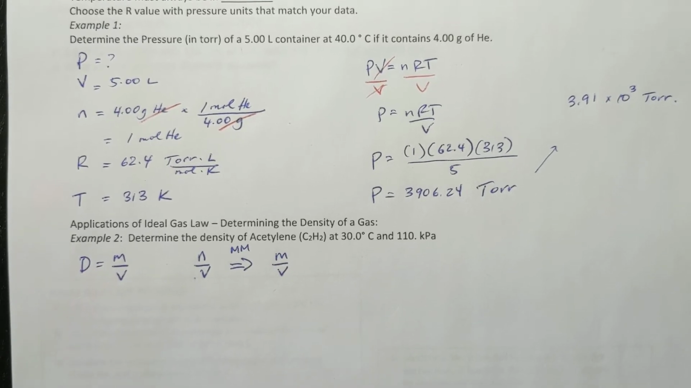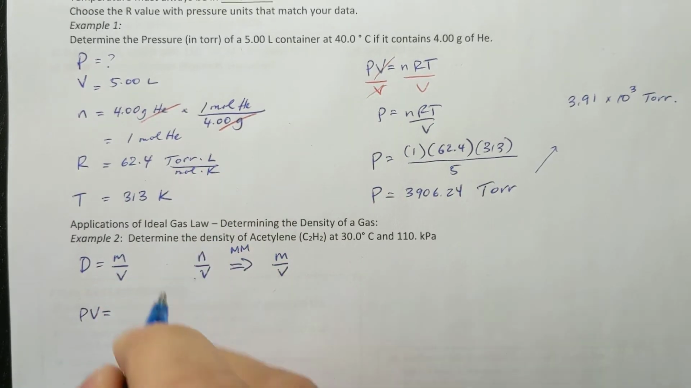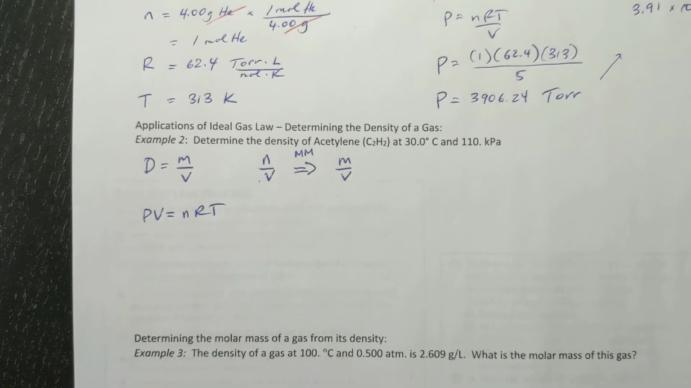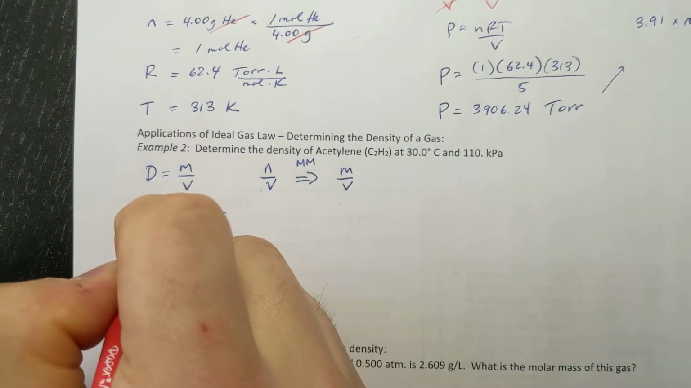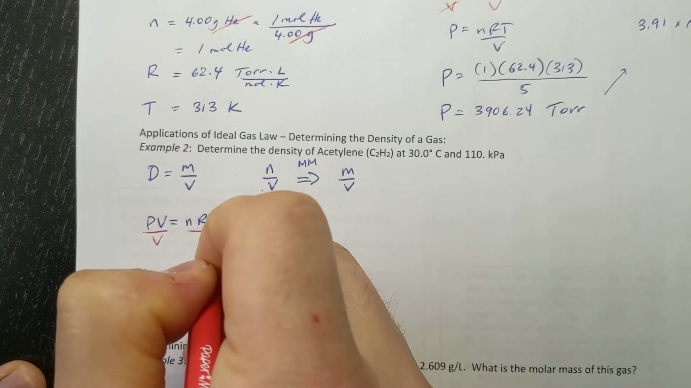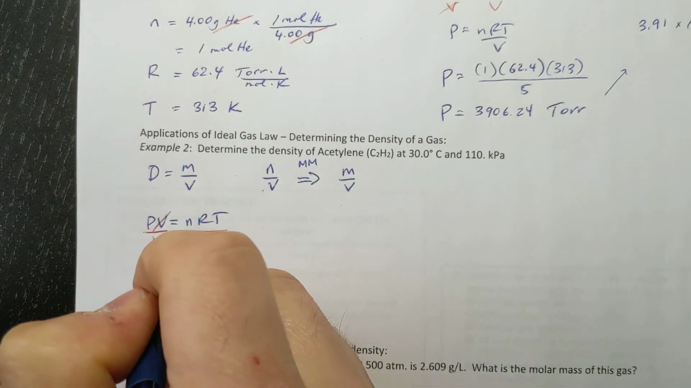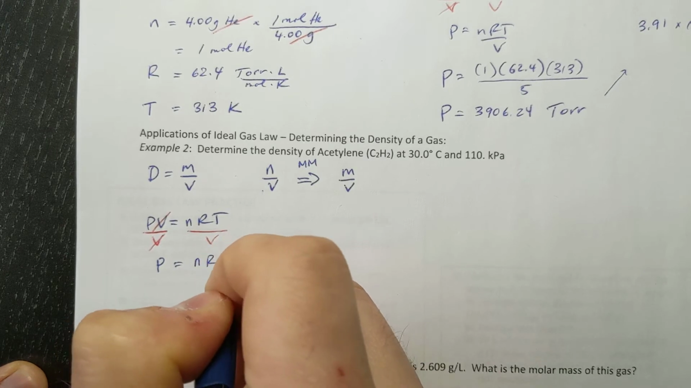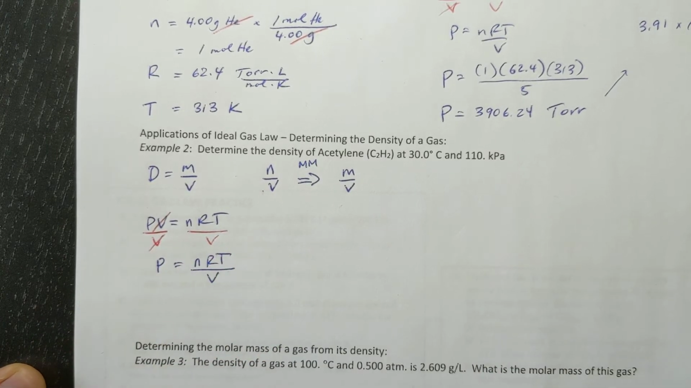So I'm going to start by stating my ideal gas law: PV is equal to nRT, but I need to get n over V. So the first thing that I'm going to do is divide both sides by V. That cancels here, and then I'll get P is equal to nRT over V.